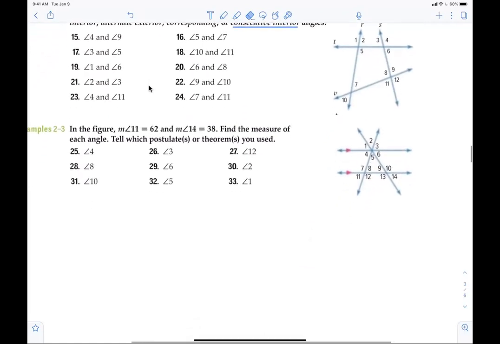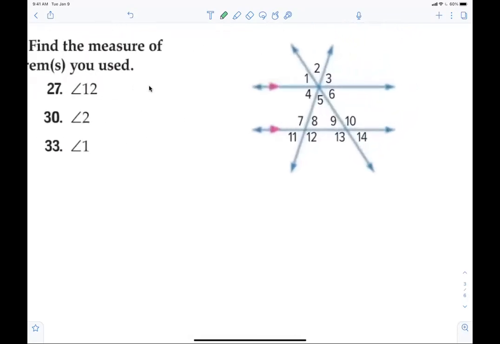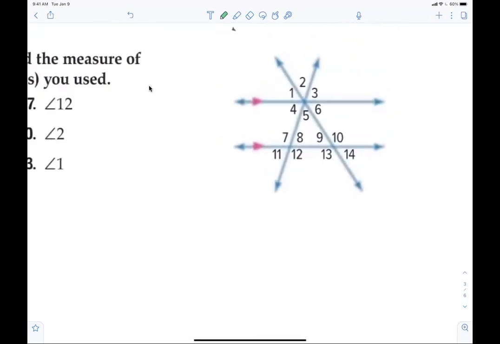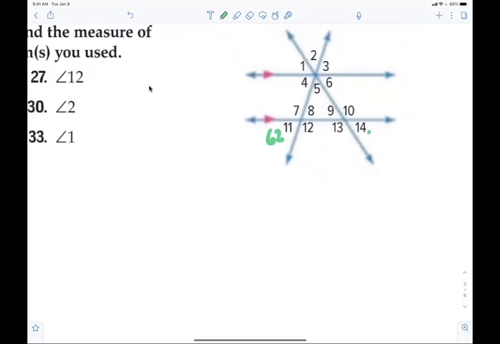Now we get into something a little bit trickier, I do believe. All right, so let's take a look at 25 through 33. Now, for me, what I'm doing is I'm looking and plugging numbers in. I'm not answering the question. I'm just finding all the measures, right? So what does that mean? Angle 11 is 62. So right off the bat, I'm just going to put 62 right here. And then 14 is 38. So I'm going to put 38 degrees right there. And now from that, I should be able to find everything else.